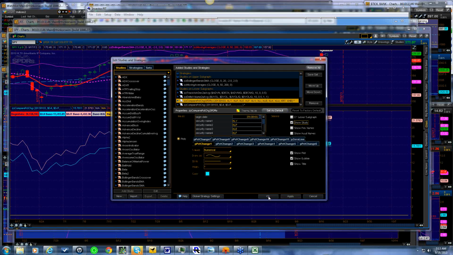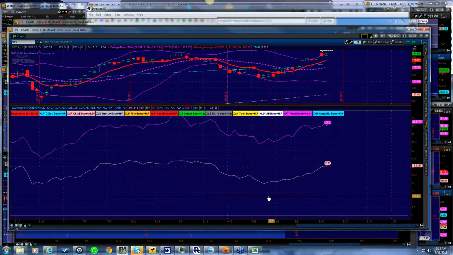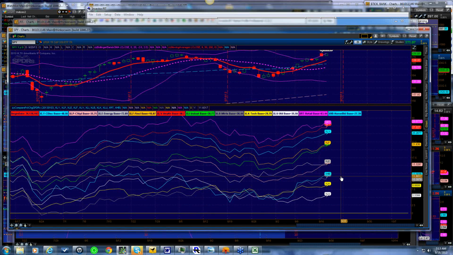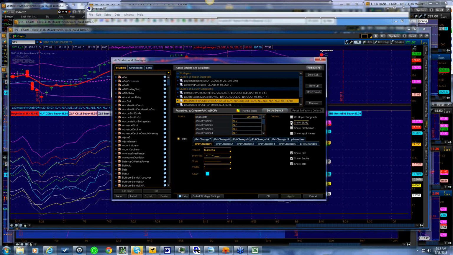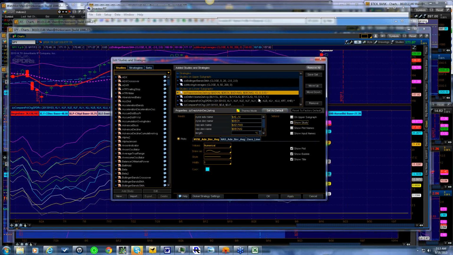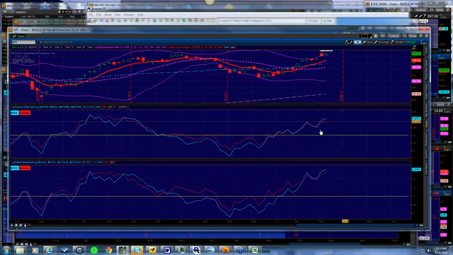Look at the sectors. Looks like all the sectors except for materials participated yesterday in the rally. And energy also went up a little bit where it had been flat prior to that. And we also see that overall market breadth has been getting stronger as well.